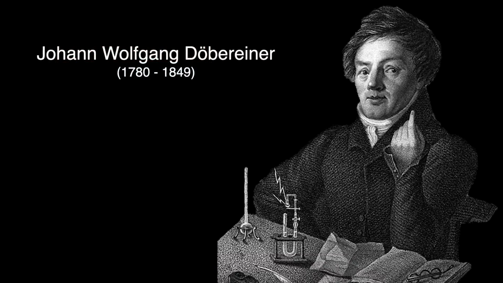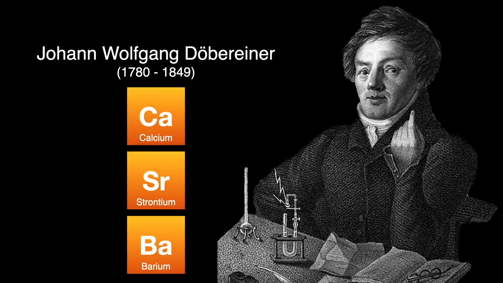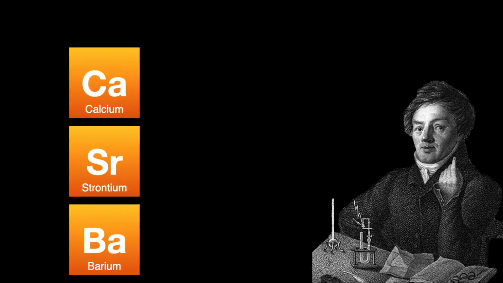28 years after Lavoisier made his list, in 1817, German chemist Johann Wolfgang Dobereiner found several sets of 3 elements, like these, for example, that were chemically similar. He called these triads. Within these triads, he could predict the approximate weight of one by taking the average of the other 2. Let me demonstrate.